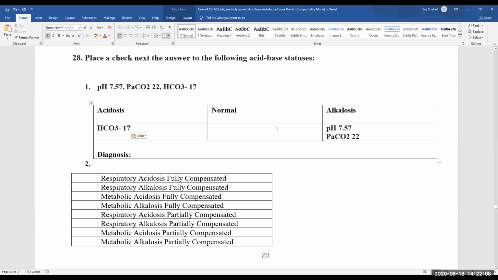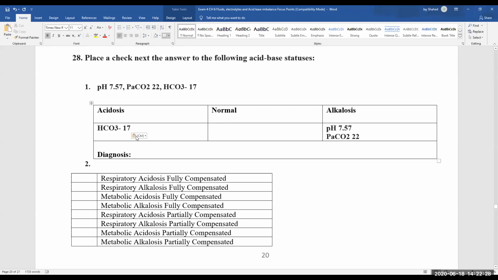And for uncompensated, at least one of these has to be normal, either this one or this one. So you should not have all three lining up here. You should have one either here or here, because as soon as you have one here, then it's compensated. We'll do it in a second.